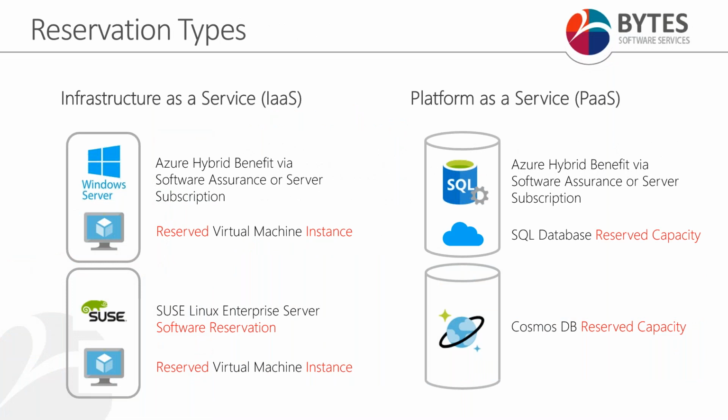I'm only going to really touch upon the reservation type at the top, so infrastructure as a service. With Windows Server, you could use the Azure hybrid benefit via software assurance or server subscriptions. So you would use a reserved virtual machine instance and then bring your Windows Server licenses via the Azure hybrid benefit. As Aaron also mentioned, on the right-hand side you can see platform as a service, which shows the SQL database reserved capacity, which is another option.